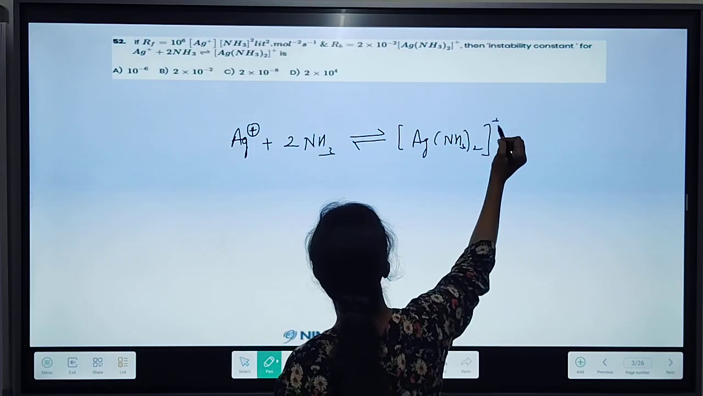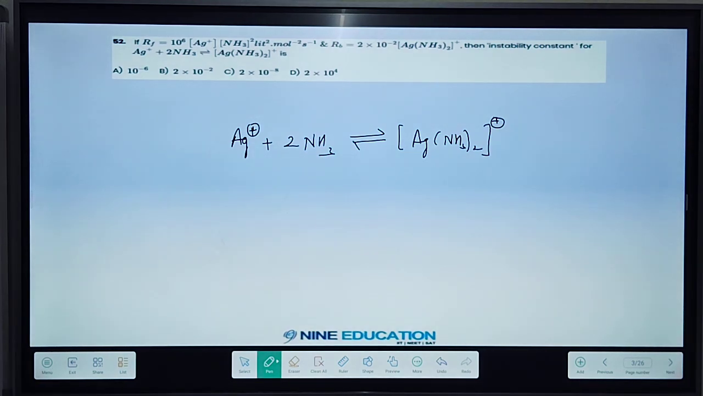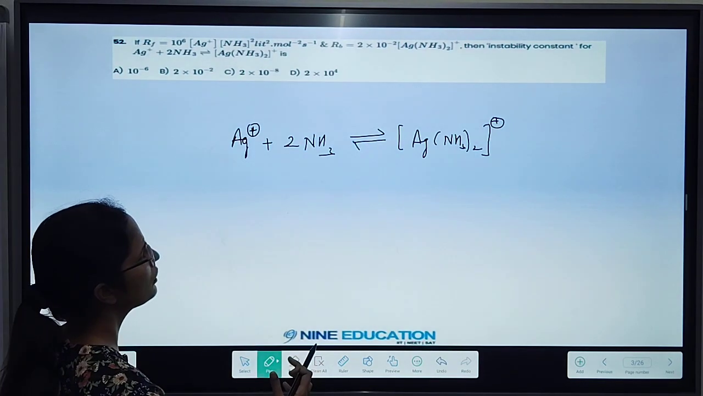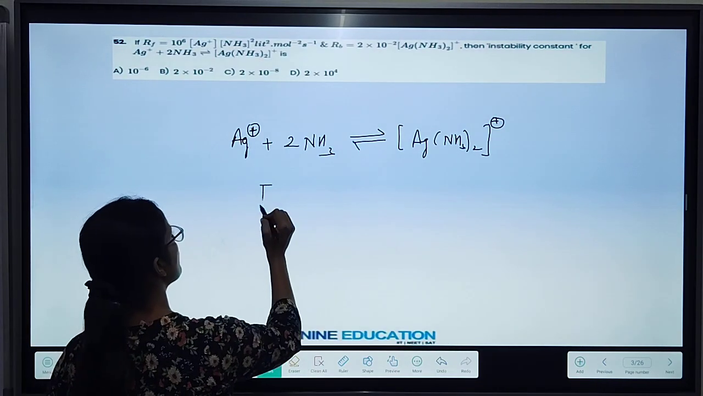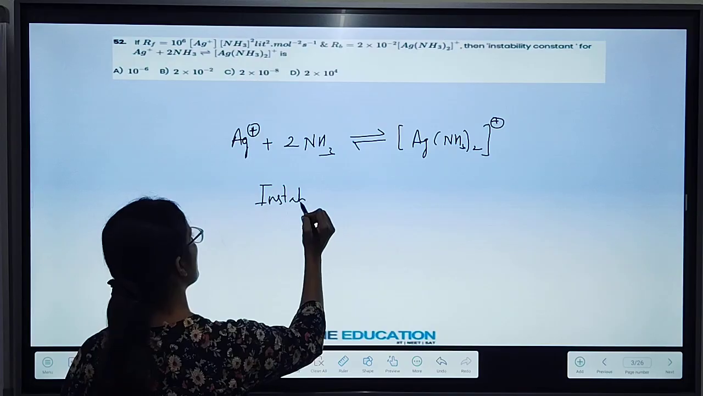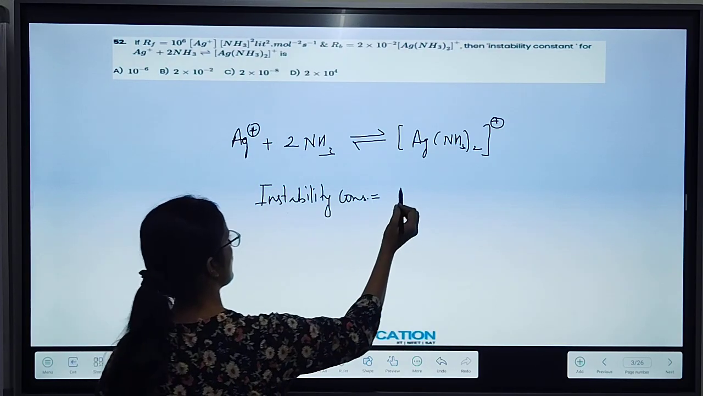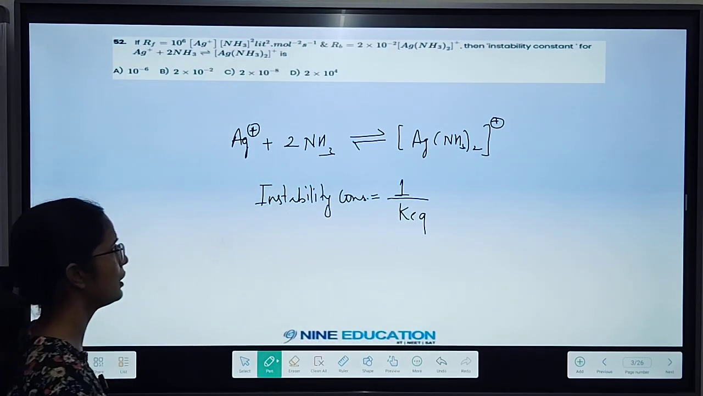Ag plus 2 ammonia, when they react, it will give us Ag(NH3)2, and here we will have positive. This is our complex formation, and for this they are asking about the instability constant. So the instability constant is a constant which is related to the complex formation, and it tells how stable your complex will be when forming. And for the instability constant, we have the formula, which is equal to 1 upon K equilibrium, meaning the reverse of K equilibrium.